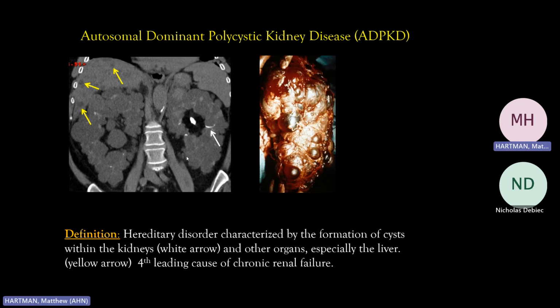Autosomal dominant polycystic kidney disease, too numerous to count cysts in both kidneys. The kidneys are enlarged, and this is what it looks like grossly.